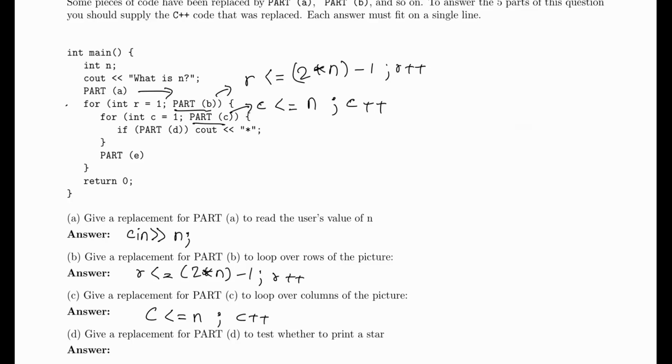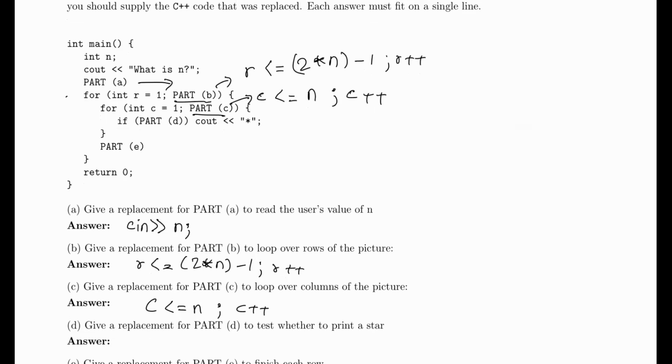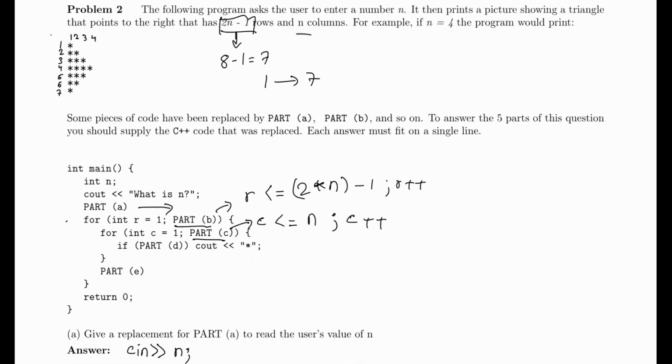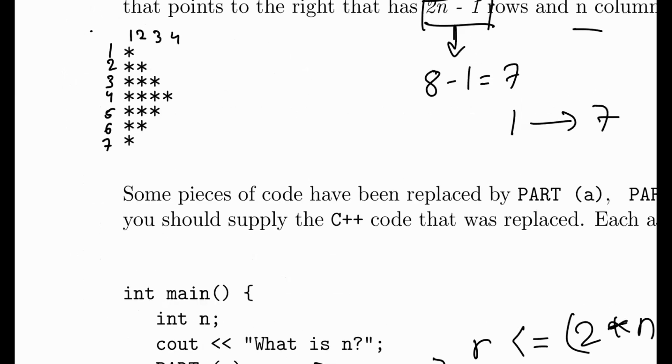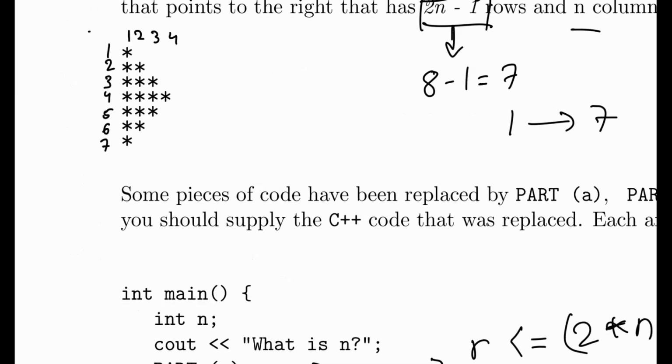Okay, in part D, we need to think about the condition right now. When are we going to print the star? What do you think? Any idea?